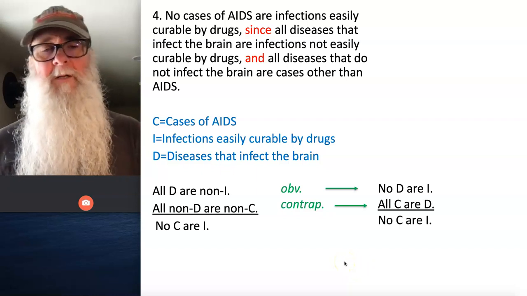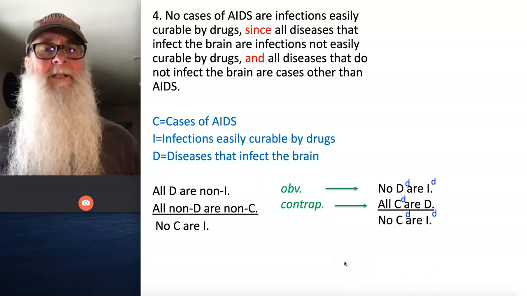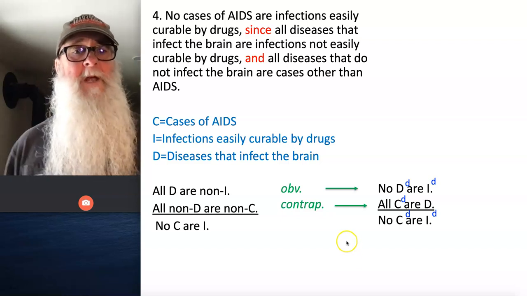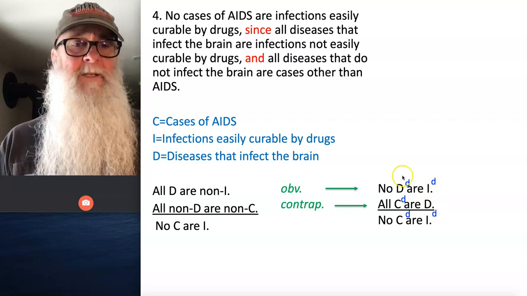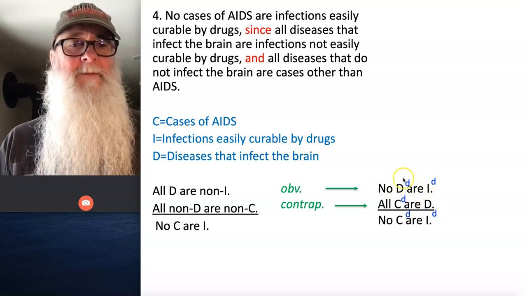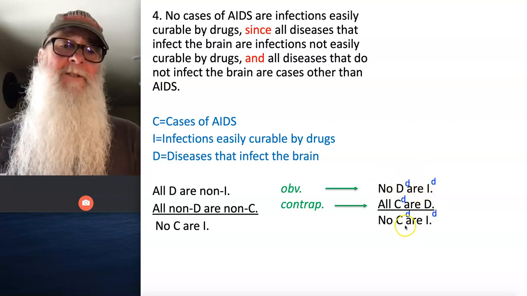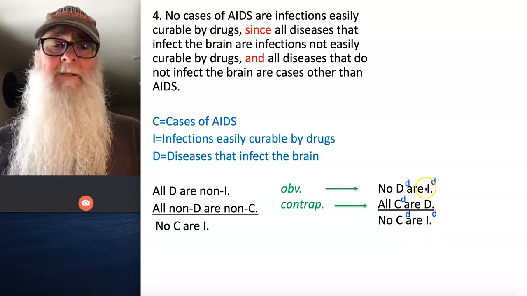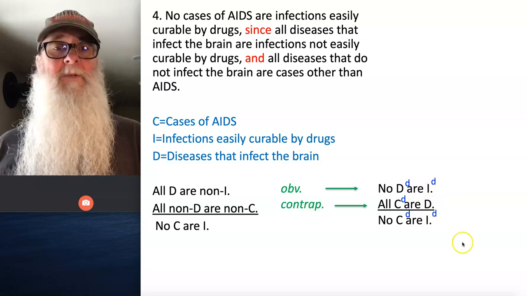And we can mark all of our distributed terms to see if this satisfies the 5 rules for standard form categorical syllogisms. The middle term has to be distributed at least one time, and D is our middle term, and it's distributed right here in the first premise. If there's anything distributed in the conclusion, and there is, C and I, they've also got to be distributed in premises, and they both are, so we're good there.